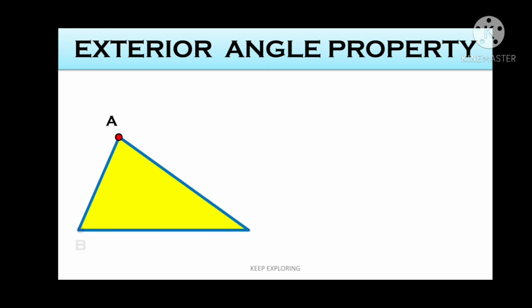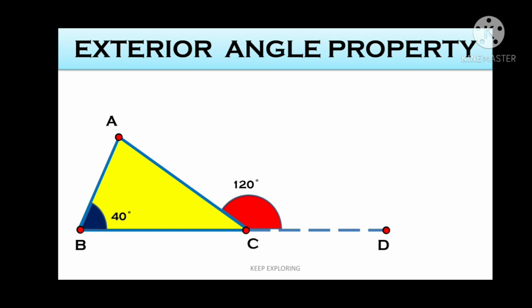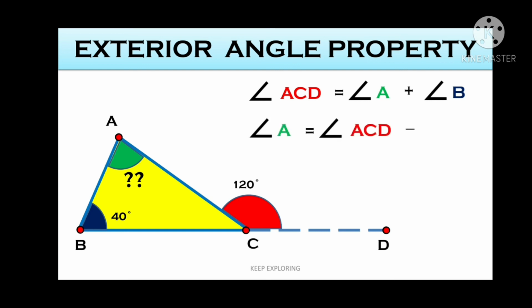Let's see one more. Here in this case, we can see angle B is given as 40 degrees and the exterior angle is given here. So the exterior angle is already given, that is 120. We have to find one of the interior opposite angles, that is angle A. So we will be using the same property again, that is ACD equals A plus B. So the exterior angle equals the sum of the interior opposite angles. As we need to find angle A, we can get it by subtracting B from ACD. So by using the equation shifting method we can see angle A equals ACD minus angle B.